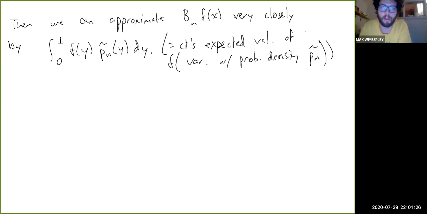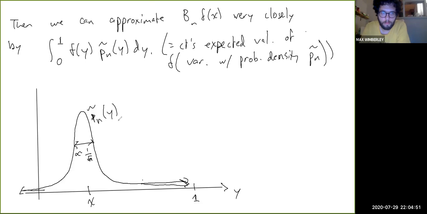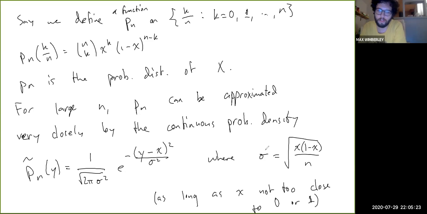I'm going to make a little cut while I draw the picture. All right, so in this picture, here's Pn tilde of y. Hopefully it's not too confusing that right now y is the x-axis, but that's because we already used x. X is a constant, remember. So we're just using y as another variable that could be the input of a function. Pn tilde of y is graphed, and it's just a Gaussian. Since sigma is the standard deviation, sigma is proportional to 1 over the square root of n.